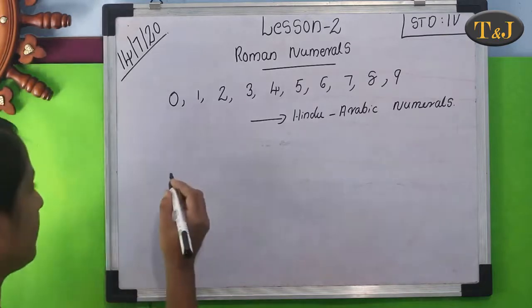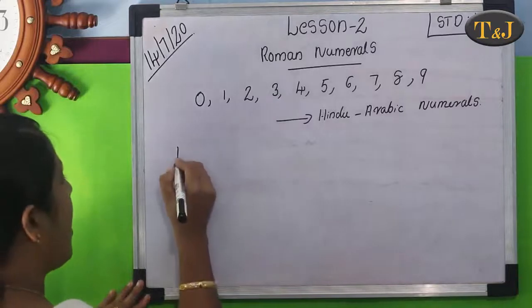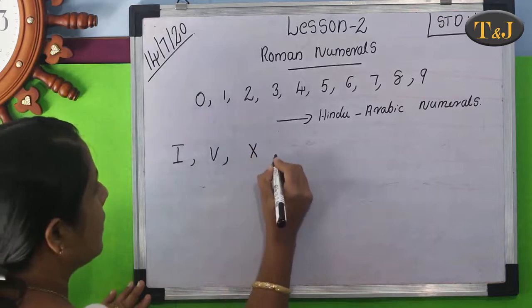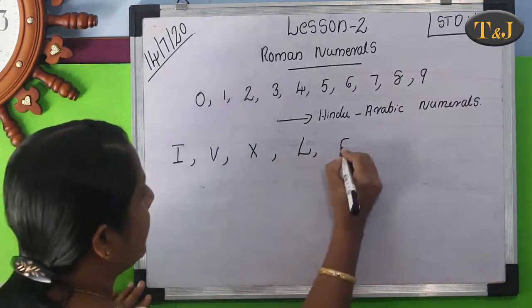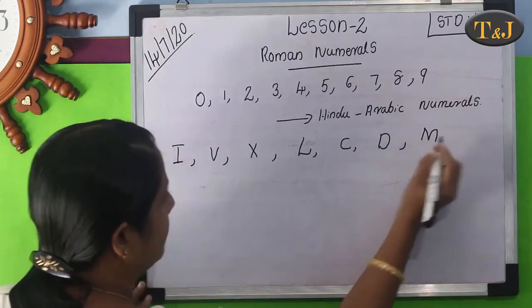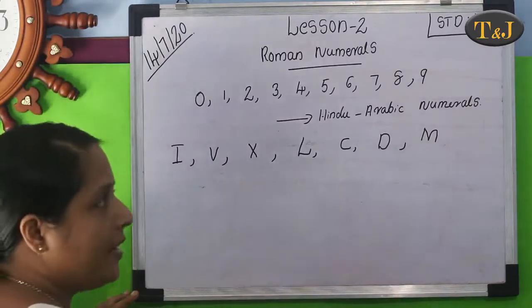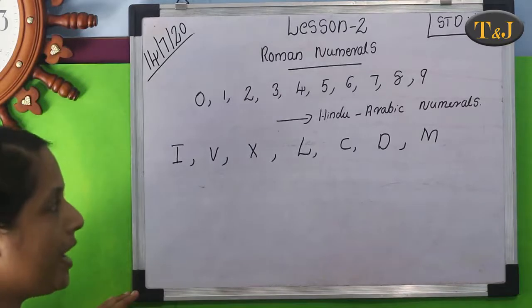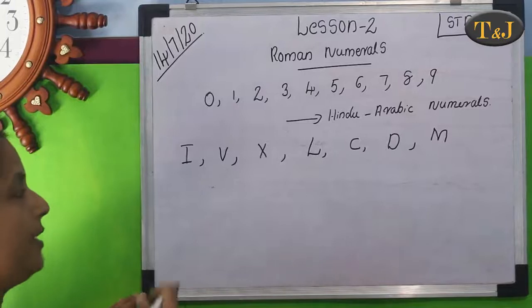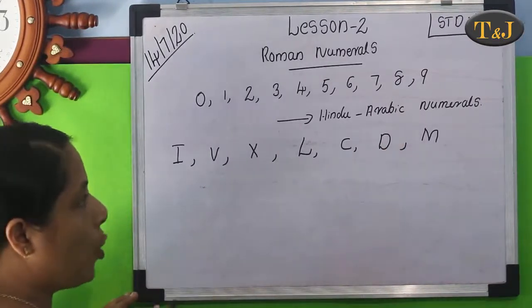That is I, V, X, L, C, D and M. These are the 7 letters of the English alphabet. We are taking these symbols to represent our Roman numerals.